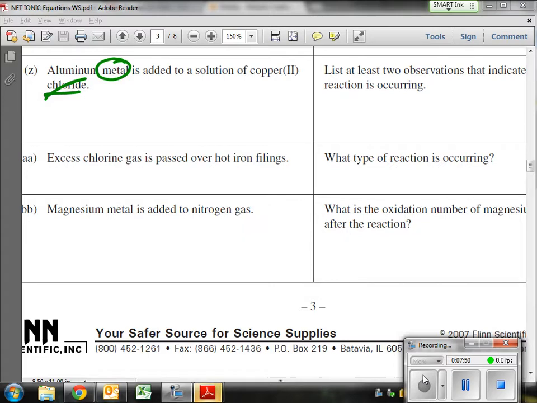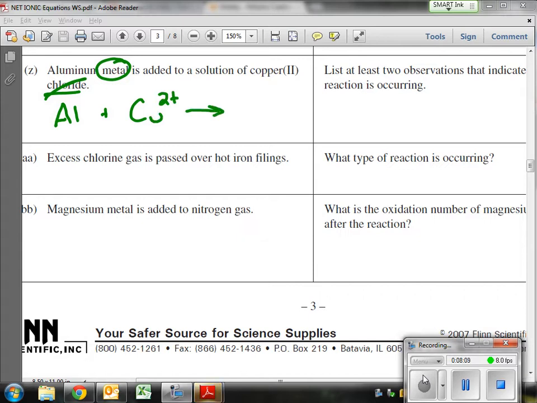Combined in air, or combusted, or undergoes combustion, or combines with air. No, can't do that. No excess, no concentrated, so I can skip that. So all I'm left with is aluminum, the metal, and copper, the ion.